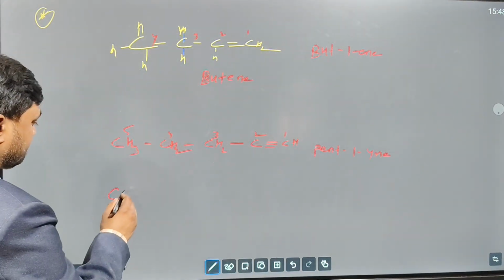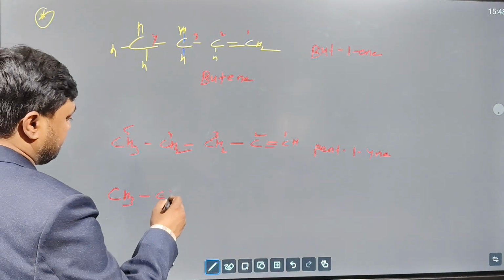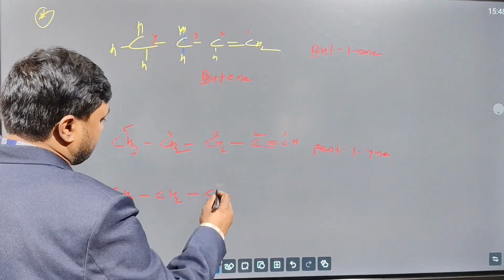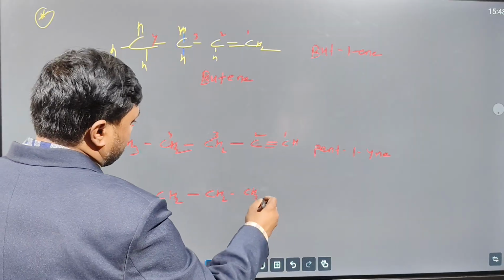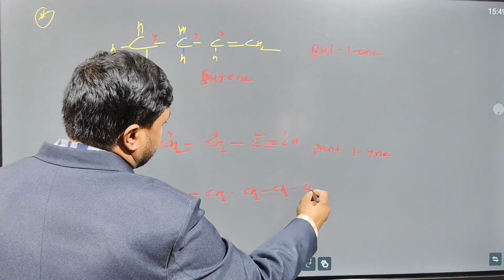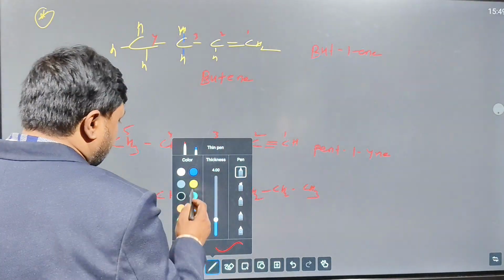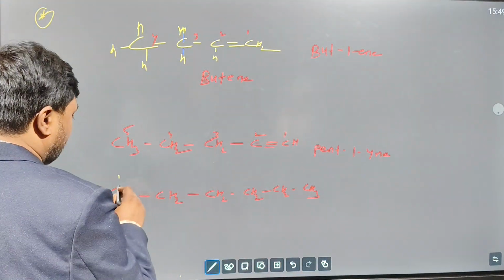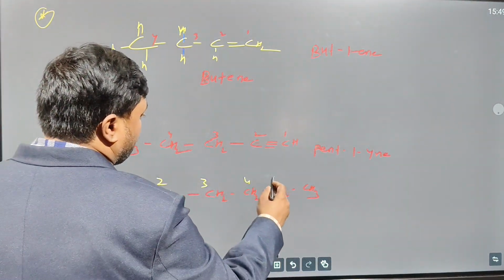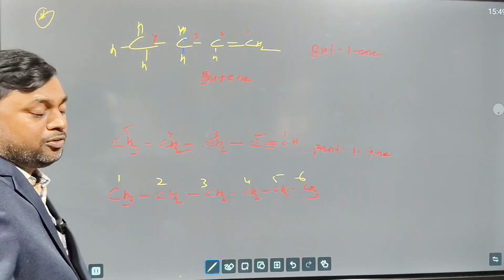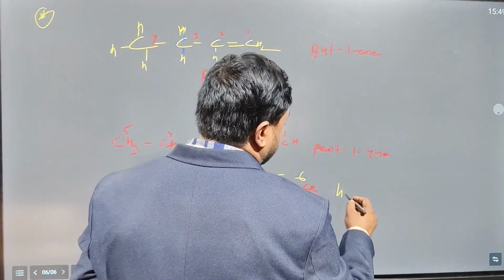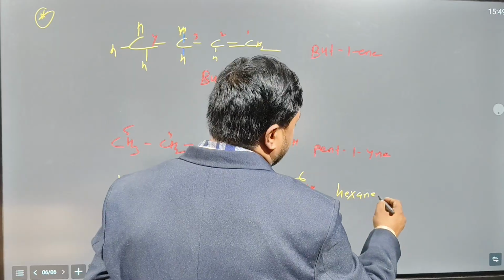What about this, sir? Suppose CH3, CH2, CH2, CH2, CH2, CH3. You can see only single bonds are there. Yes or no? First count the total number of carbon atoms: 1, 2, 3, 4, 5, 6. For 6 carbon we use hexa. As there are only single bonds, it is hexane.